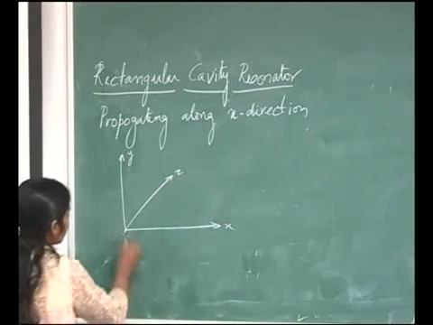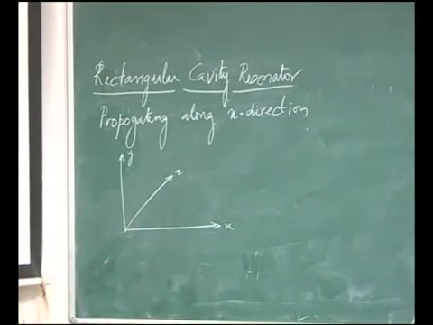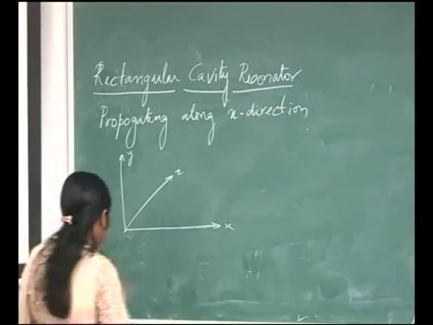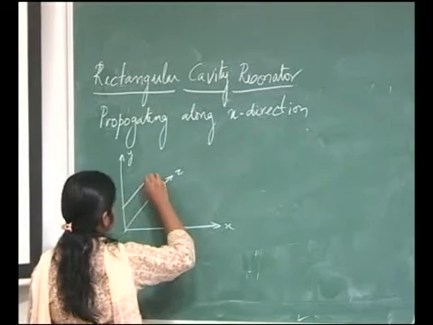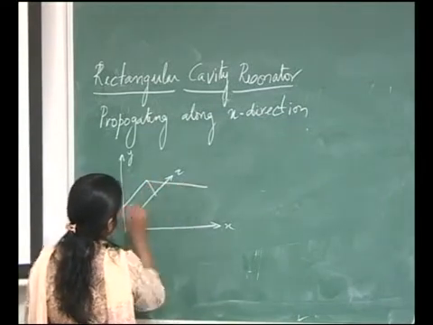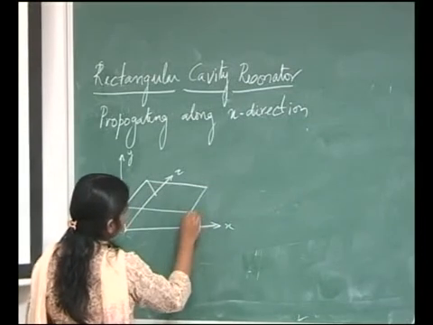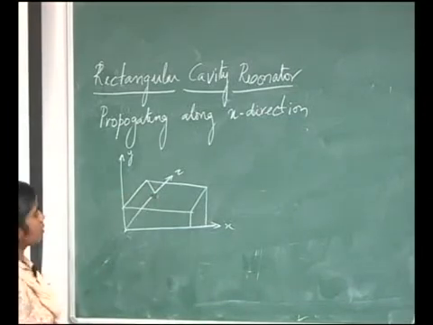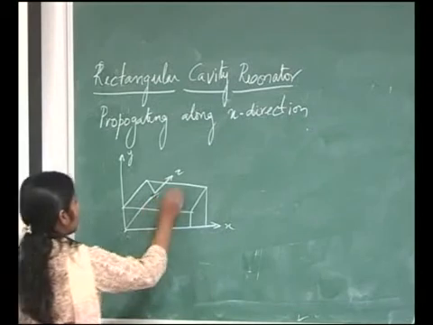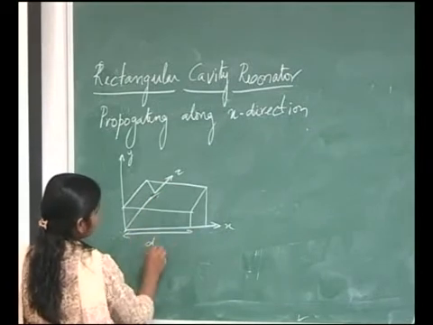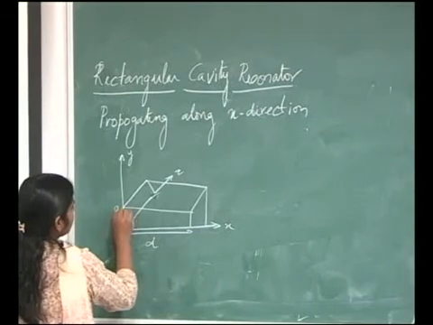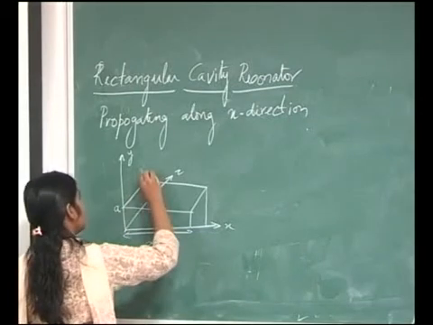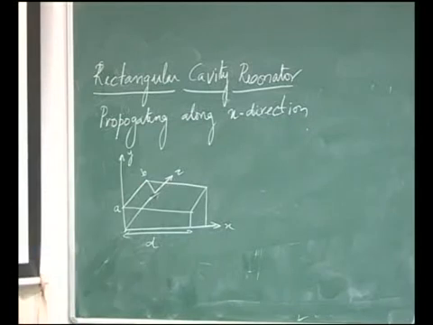Okay. So I assume, yesterday we saw that a truncated waveguide is a cavity. If I cut a waveguide, it will become a cavity. So I will take a rectangular cavity. So I have, say, the cavity is looking like this. Okay. So I assume that this distance is d. This distance along y axis is a, and along the z axis is b.